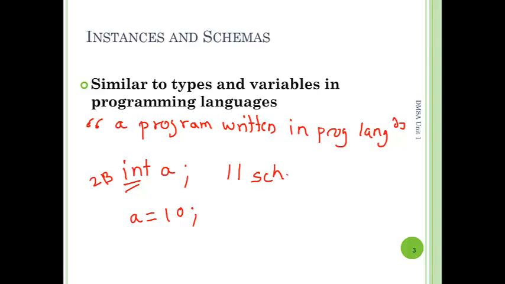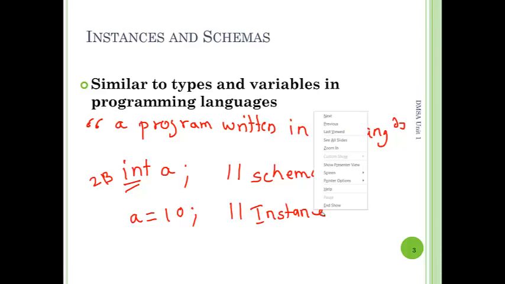So schema is the declaration of a variable along with its data type, and the instance is what is stored in it at a particular time, the value stored in it.